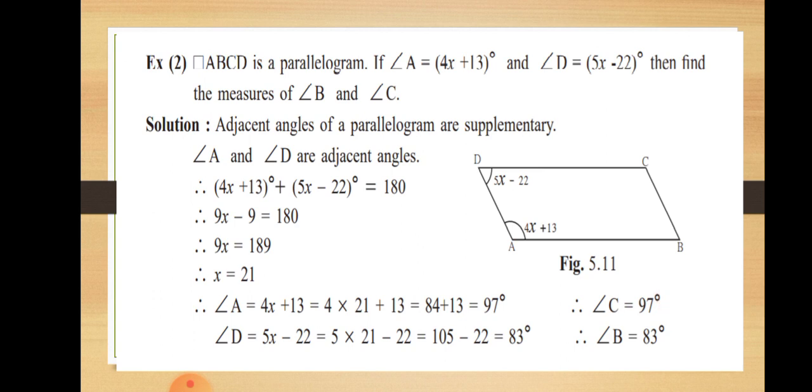Got it? So what are our properties? According to these properties we have to solve the sum.